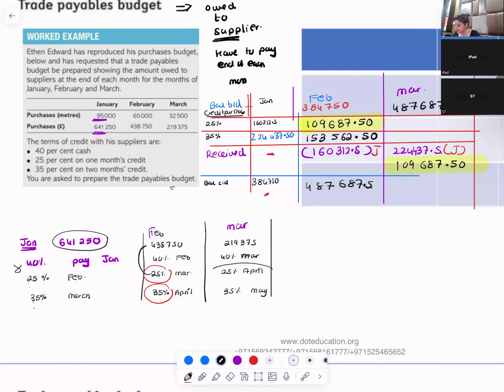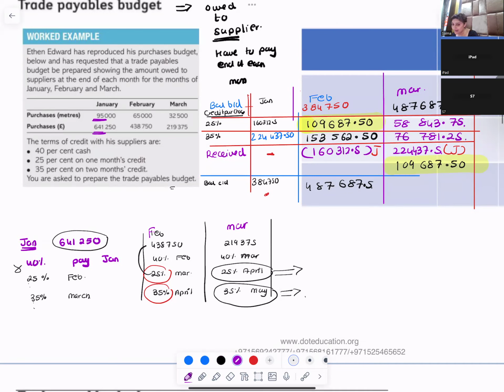Now March, 25% and 35%. 219,375 into 25% is 54,843.75, and the 35% will be 76,781.25. What is the balance closed down?